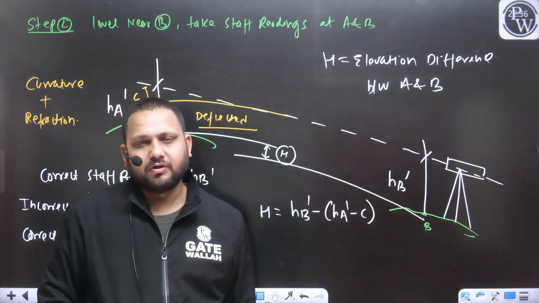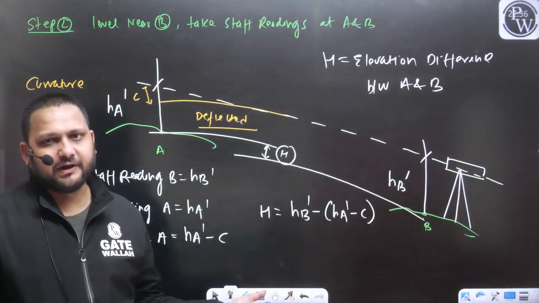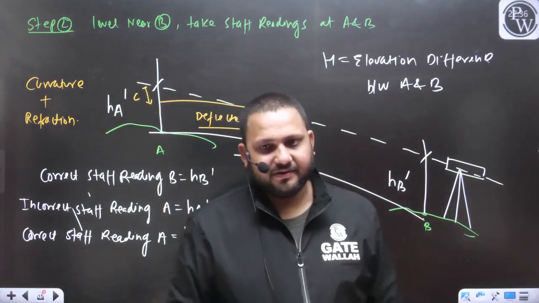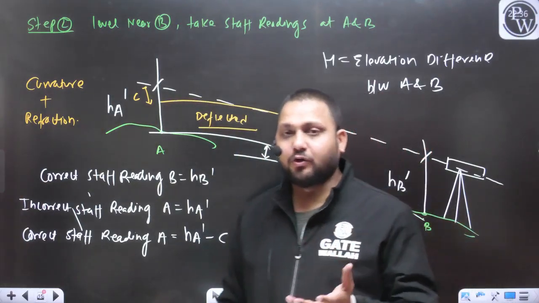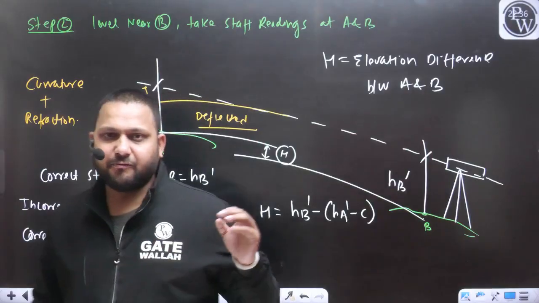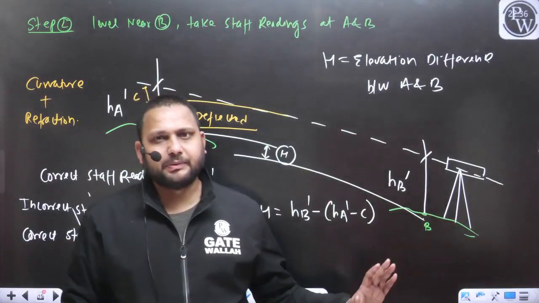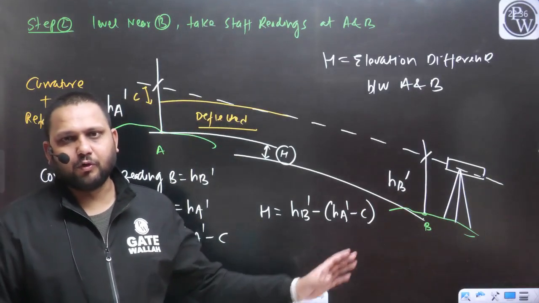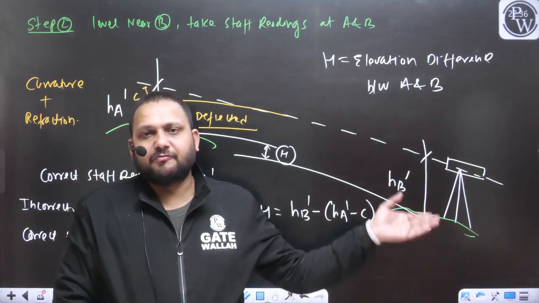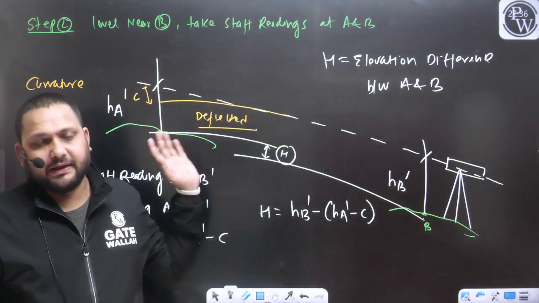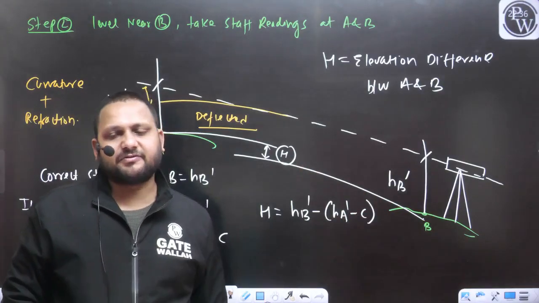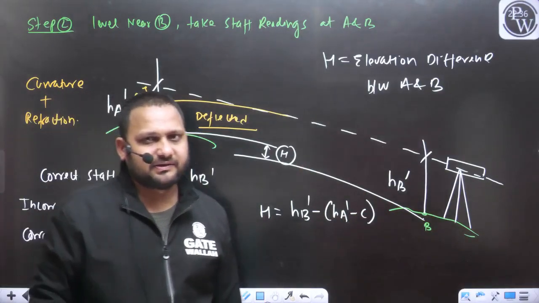Here we don't know. If we know the RL of both the points, why will we go for the leveling work? So let's say if we know the RL of point A and we want to calculate the RL of point B, then we will go for the reciprocal leveling. If we know the RL of point B, we want to know the RL of point A. In between, we cannot take the staff reading. That's why we have selected the reciprocal leveling.